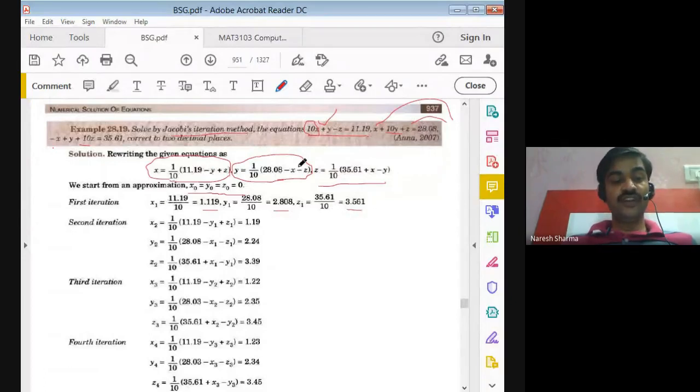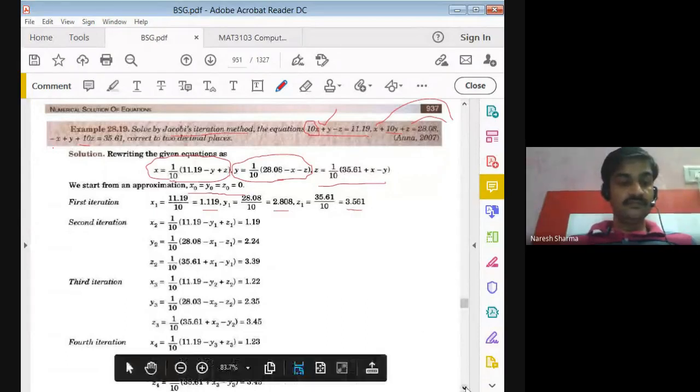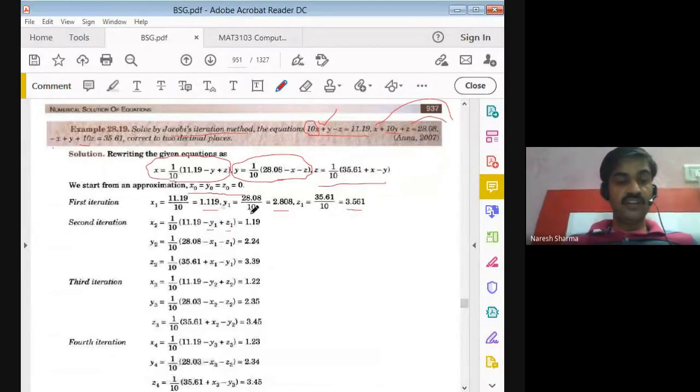You get again new values of your x, y, and z. Now put here y1 and z1, the new approximation. So we just put here 2.808 and 3.561 here. After calculation, you get 1.19. So use your scientific calculator for these values, and these are the same equations that we already discussed in that part.